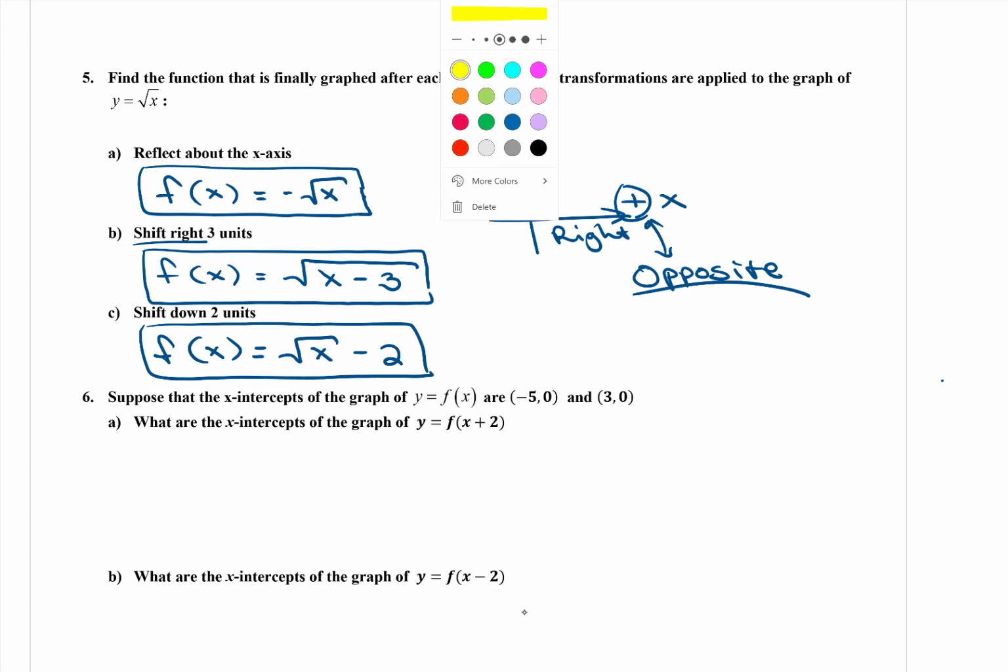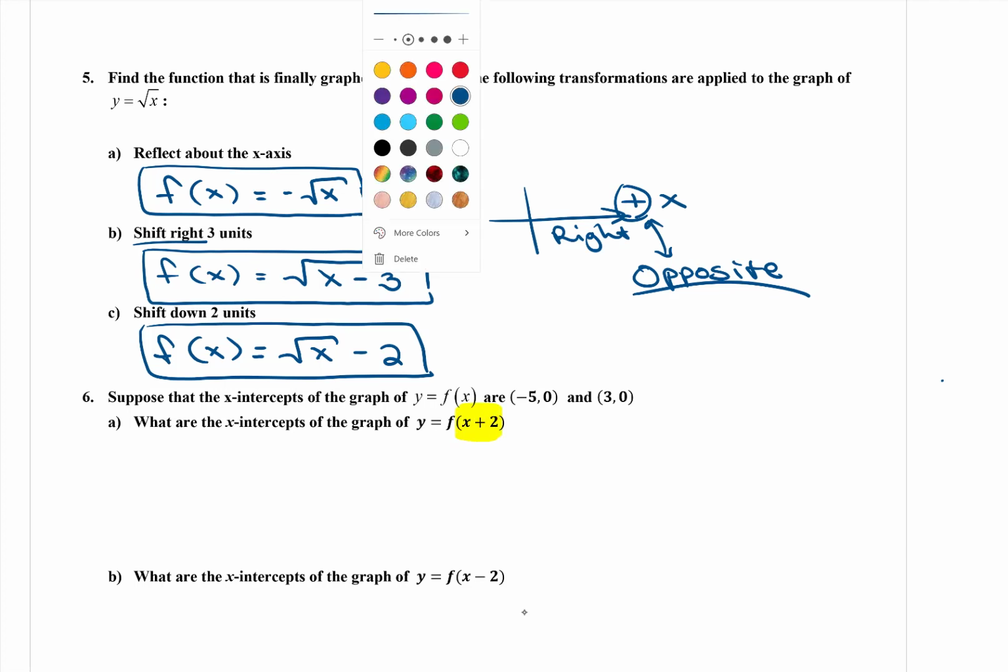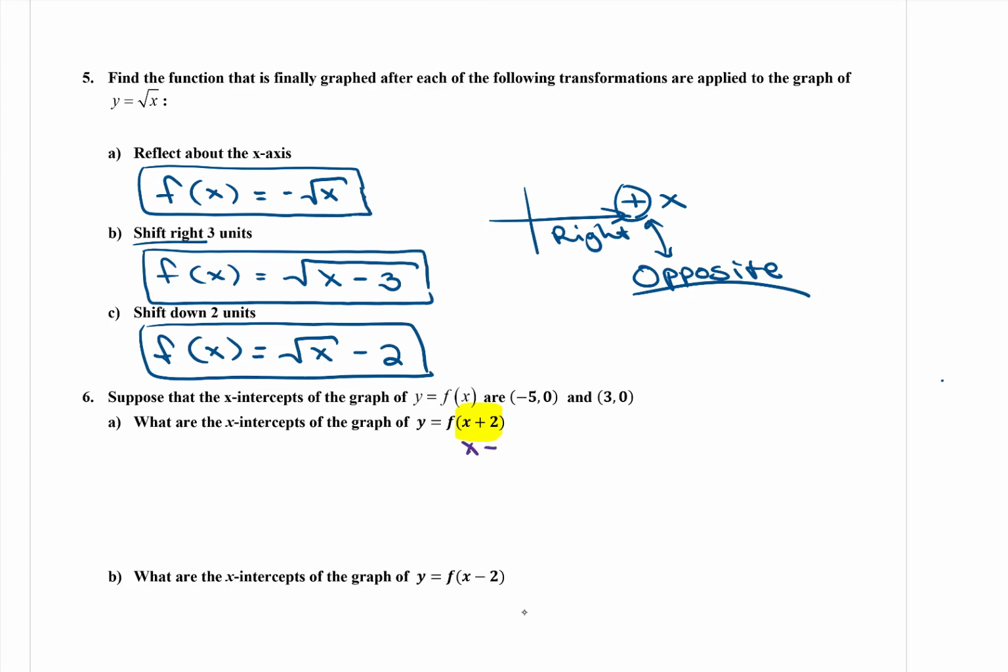All right, number 6. Suppose that the x-intercepts of the graph y equal to f of x are equal to negative 5, 0, and 3, 0. What are the x-intercepts of the graph of y equal to f of x plus 2? So we're going to have to add 2 here. We're thinking in terms of adding 2 to the x, but because it's inside the parentheses, remember we're thinking in terms of opposites. So we're actually going to be subtracting 2 or moving more to the left here.